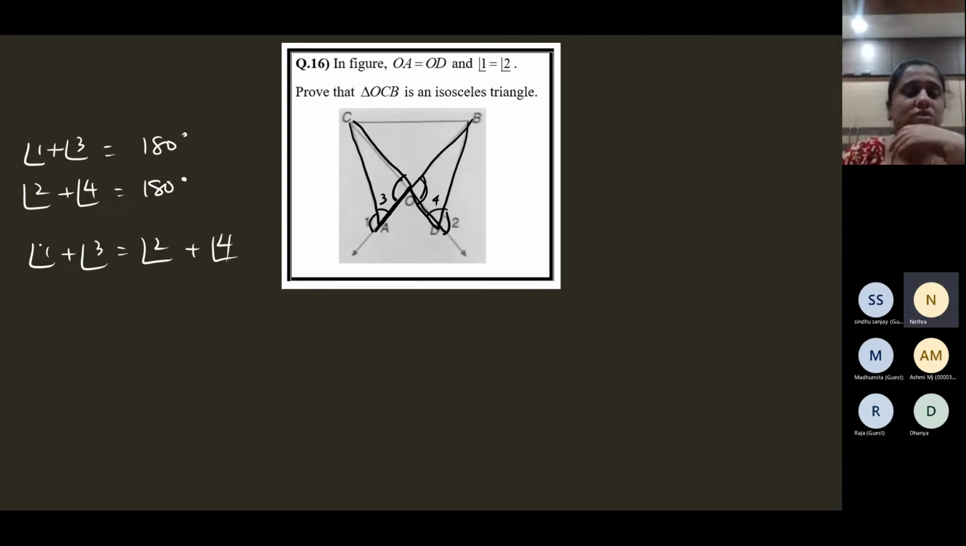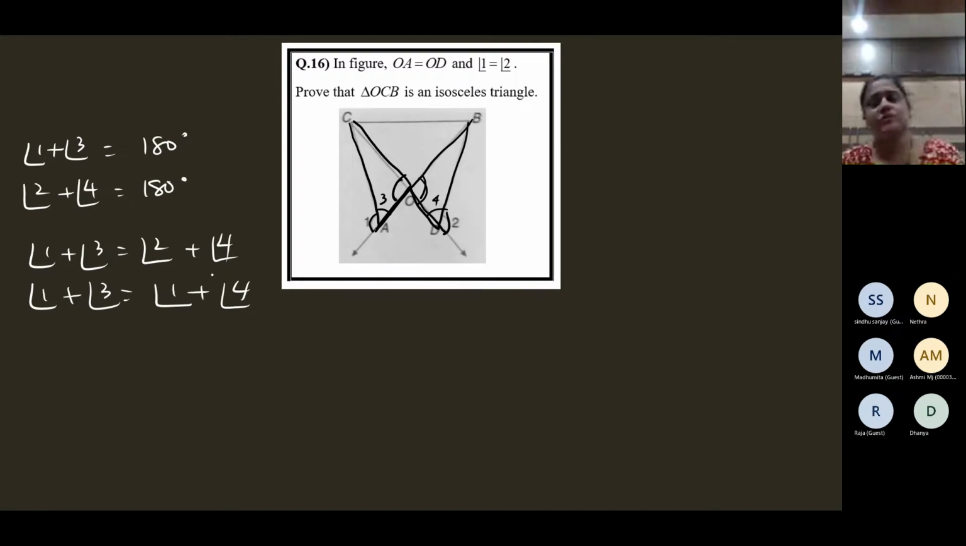Yes, ma'am. So now you can cancel 1 and 2 on both the sides because they're equal. Or you can write angle 1 plus angle 3 is equal to, 2 is also 1, plus angle 4. 2 can be written as 1 because 1 and 2 are equal angles. So 1 gets cancelled on both the sides. So you get angle 3 is equal to angle 4.